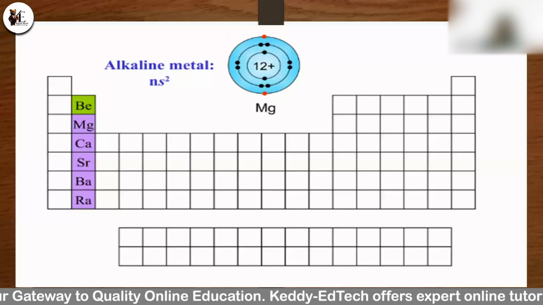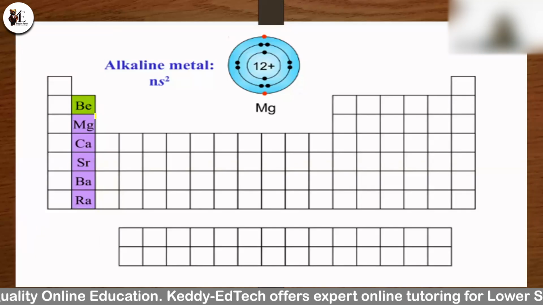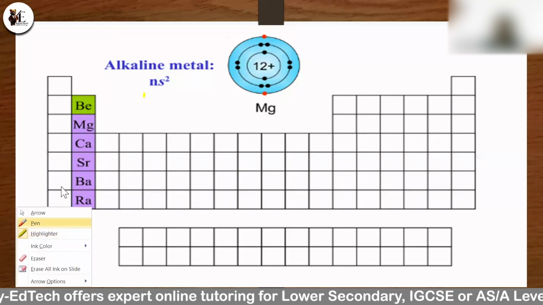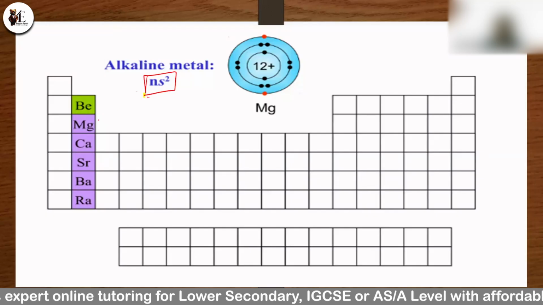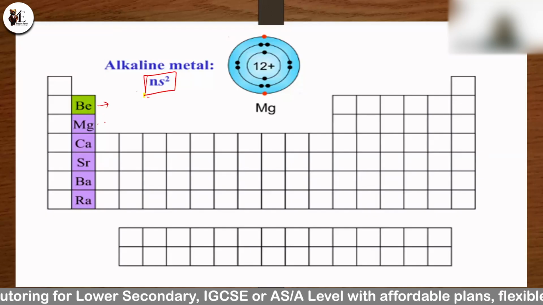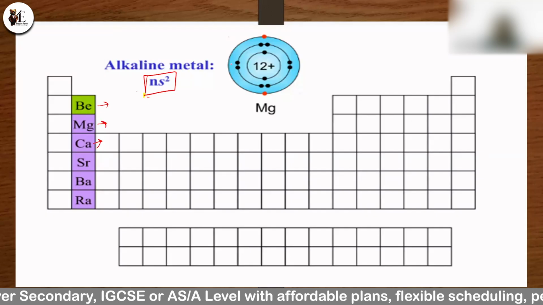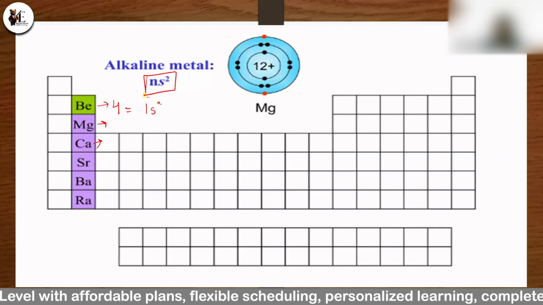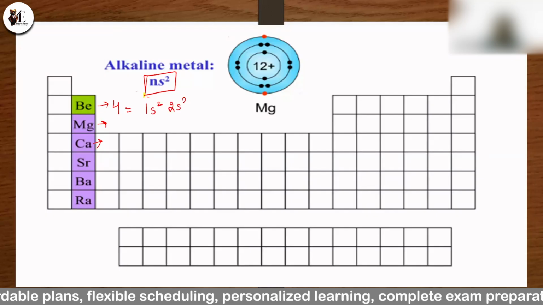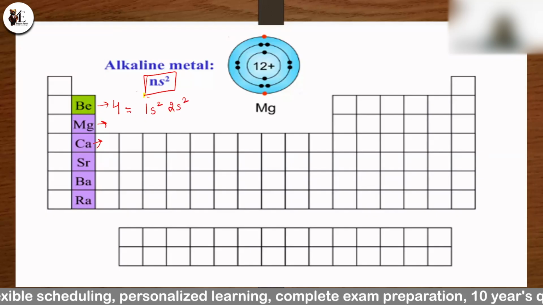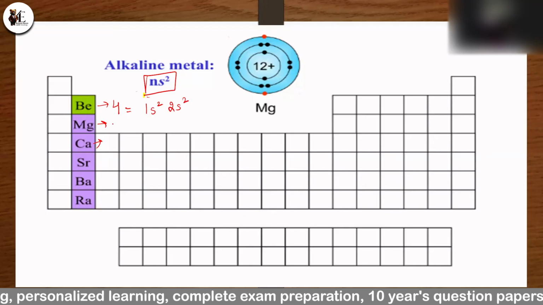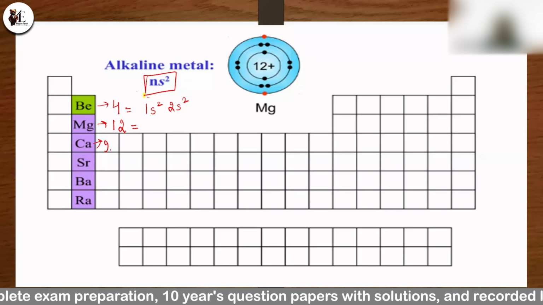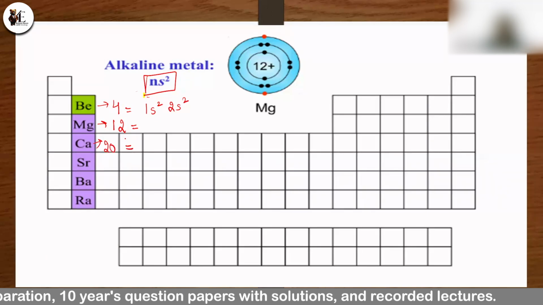The outermost electronic configuration, the valence electronic configuration, for alkaline earth metals is ns2, where n represents the principal quantum number. Write down the electronic configuration of beryllium, magnesium, and calcium. The atomic number of beryllium is 4, so you have to write it like this: 1s2, 2s2. Do you know how to write this? Yes. So write down the electronic configuration for magnesium, whose atomic number is 12, and for calcium, whose atomic number is 20, and then tell me the answer.